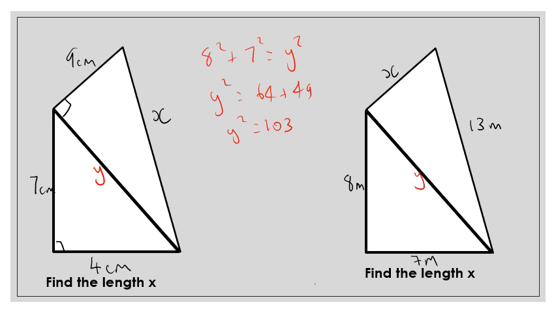Okay, so we started off by putting in our y to find the hypotenuse on the first triangle. We've gone through and we've got y squared equals 103. Now I'm not going to square root here. I would get 10 point something. I'm going to stop there because I know I'm going to use y squared.